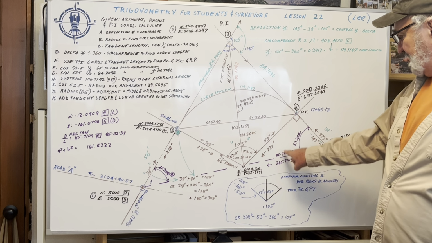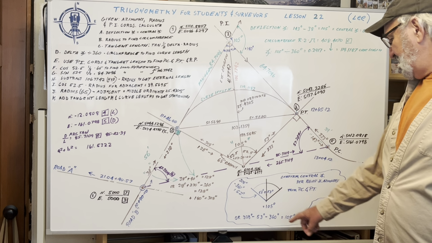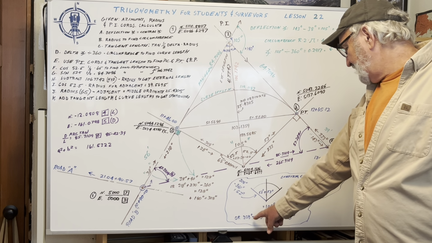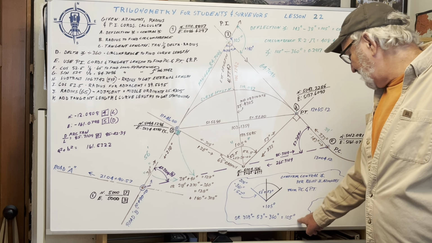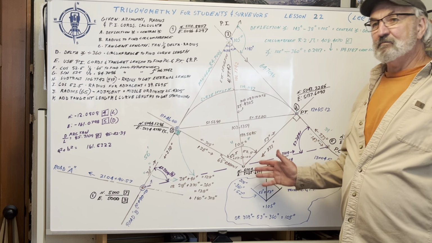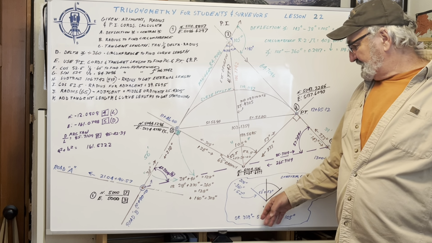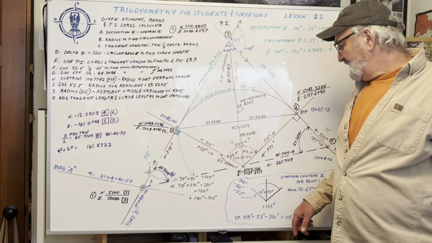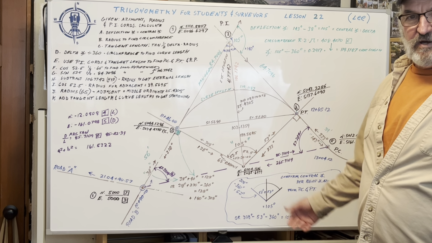The other way is to take this bigger angle. You go 308 degrees minus 53 degrees minus 360 degrees, and you get 105 degrees again. So we've confirmed it three ways now. This is just a backwards way of doing it, just another way of doing it. It's good to have many different ways to check yourself.